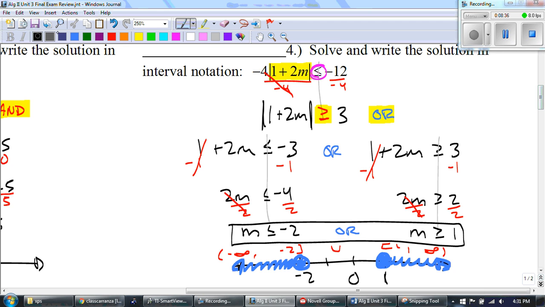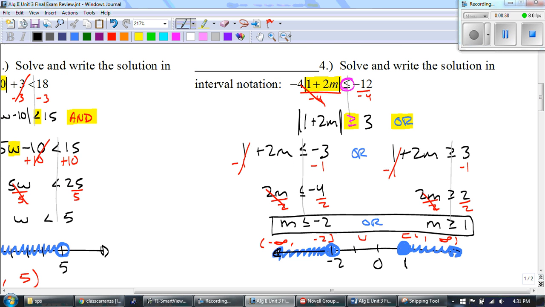Okay, so I'm just going to zoom out for a second. -infinity to -2, union, and then we have 1 to +infinity.